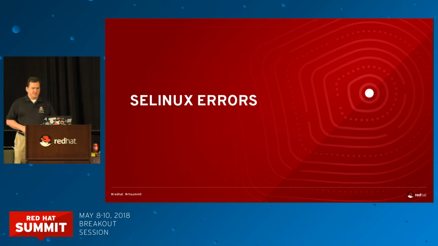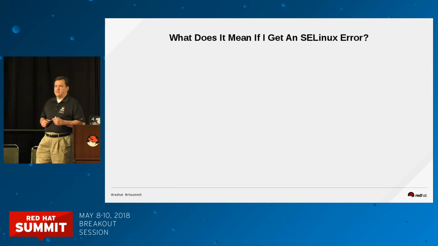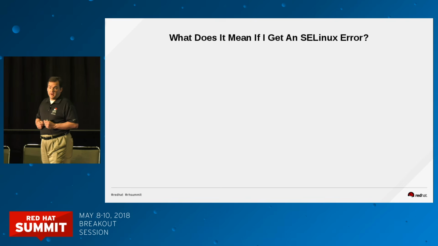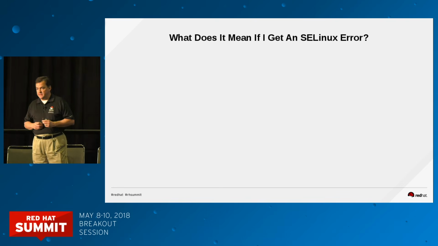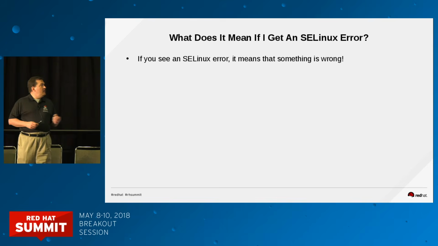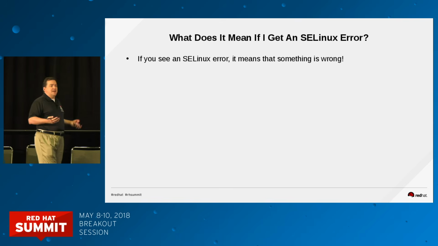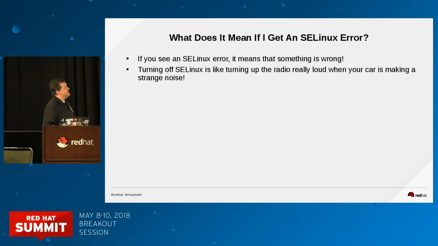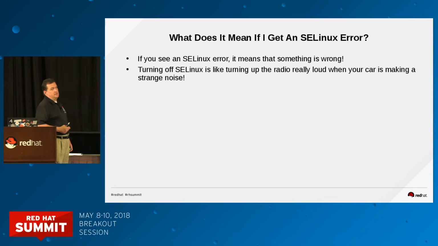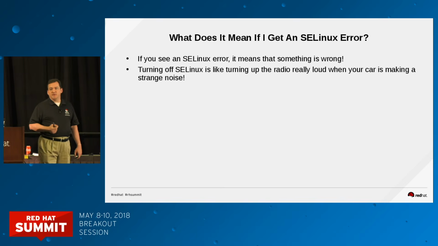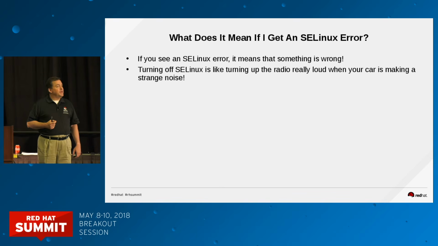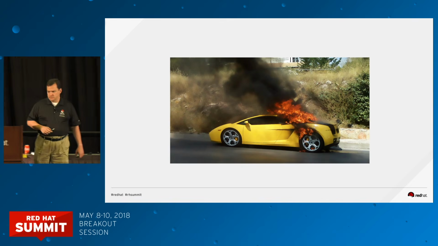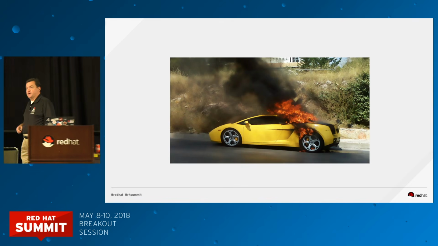So, errors. What does it mean when I get an SELinux error? I mean, other than the fact that it stops what I'm trying to do from happening, which admittedly can be kind of a pain, but what does it mean? Well, it means that something is wrong, and depending on what it is that's wrong, we need to take different actions. But let me be very clear. Disabling SELinux because it's throwing an error at you is like turning up the radio real loud in your car when it's making a noise. No, clearly I don't have a problem. There's nothing wrong here. So listen to it.